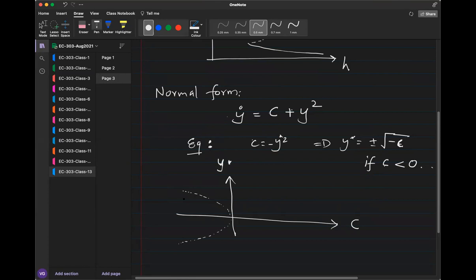You should try this out yourself. There are two roots. This corresponds to the plus sign root, plus square root of minus c. This will correspond to minus square root of minus c.